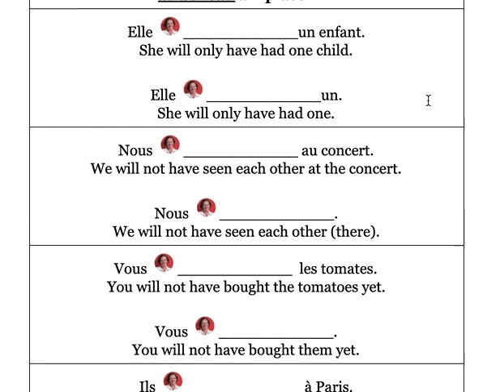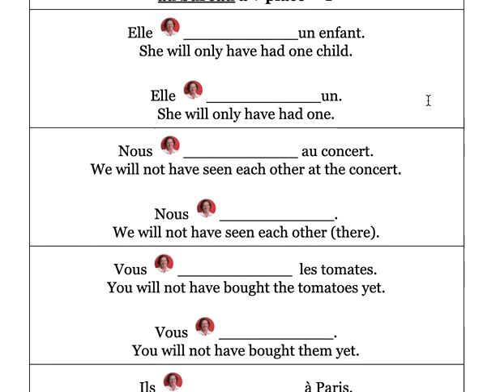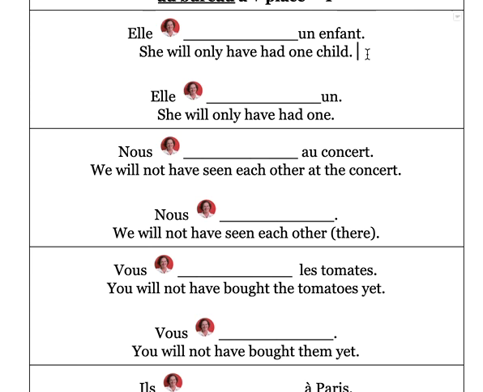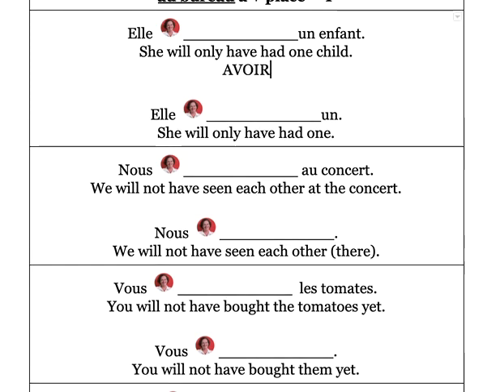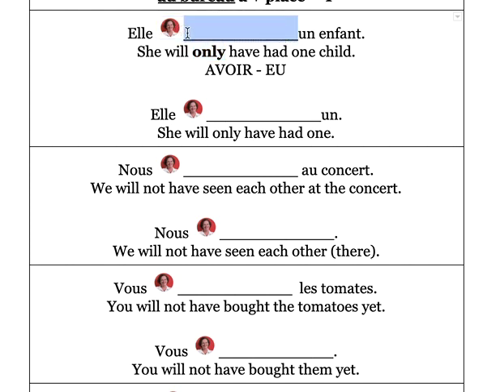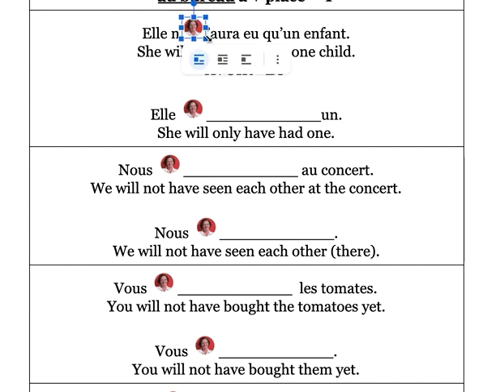Okay, she will only have had one child. So this is the verb avoir, right? Past participle eu. Now, what kind of negation are we going to use here? It has the word only, but I don't want you to use seulement. I want you to use the kind of negation that means only. Do you know what I'm talking about? That's your ne, que. Donc, elle n'aura eu qu'un enfant.